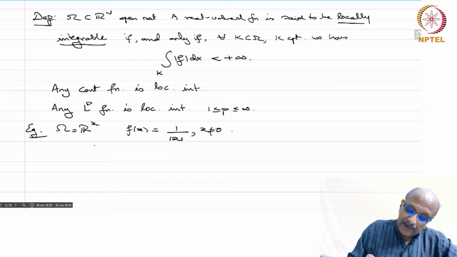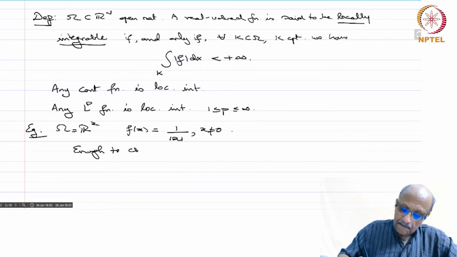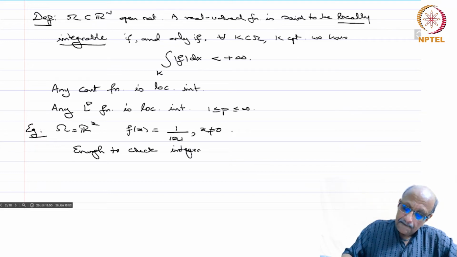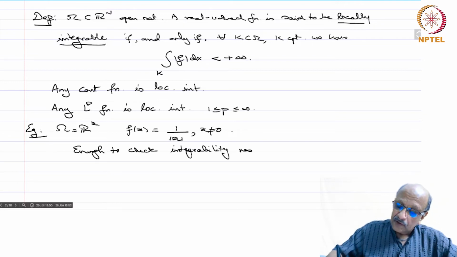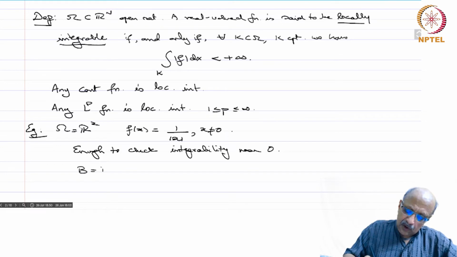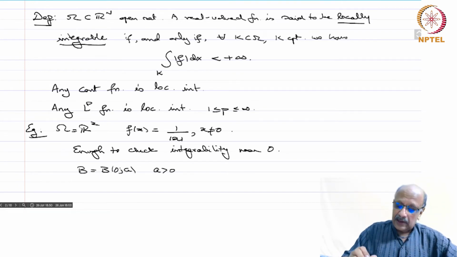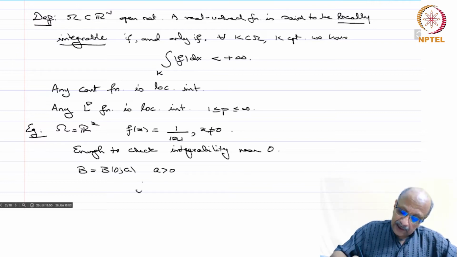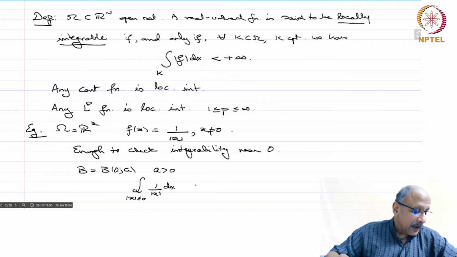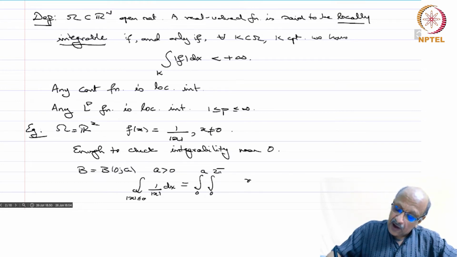Well, if you take any compact set K which does not contain the origin, then of course this is a nice continuous function, and therefore the integral will be automatically finite. So it is enough to check integrability near the origin. So you take B, which is a ball, center 0, and radius A positive. So this is the ball, center origin and radius A, and we want to look at the integral over mod x less than or equal to A of 1 over mod x dx. Okay, and so we are now going to use polar coordinates, and therefore this is equal to the integral 0 to A of, and integral 0 to 2 pi, then you have r dr d theta.